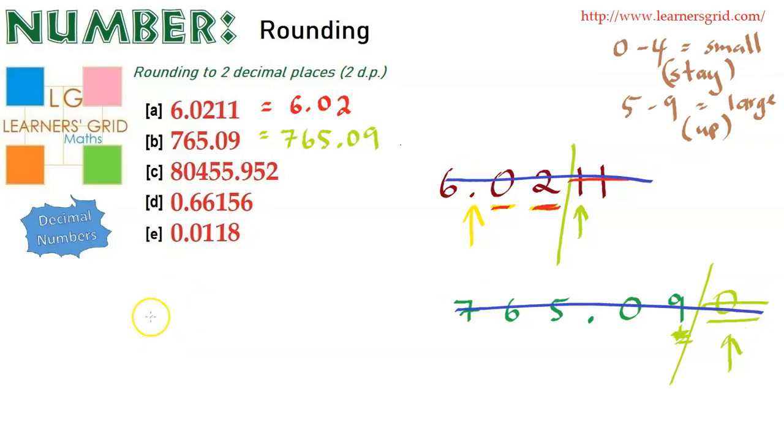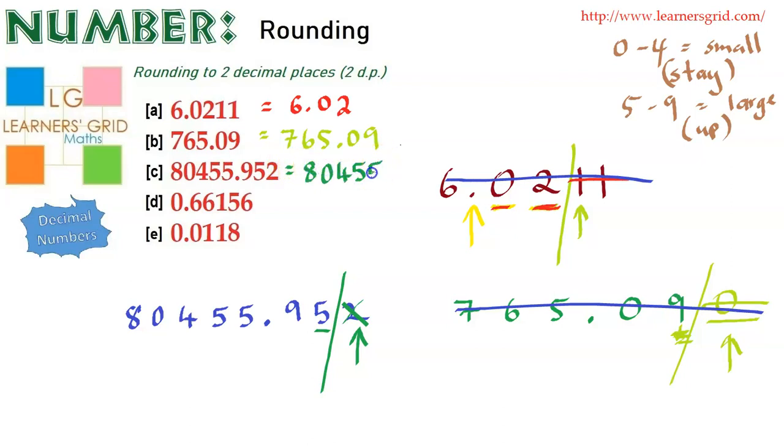Lots of digits. Let's see how we go with it. So we got 80455.952. It's not that hard. Find your second decimal place, which is here. That's the cutoff then. This is the indicator. It's small because it's from 0 to 2. So this 5 stays a 5. And then we don't need 2 anymore. And there we have the answer right there. 80455.95. The point in there as well.